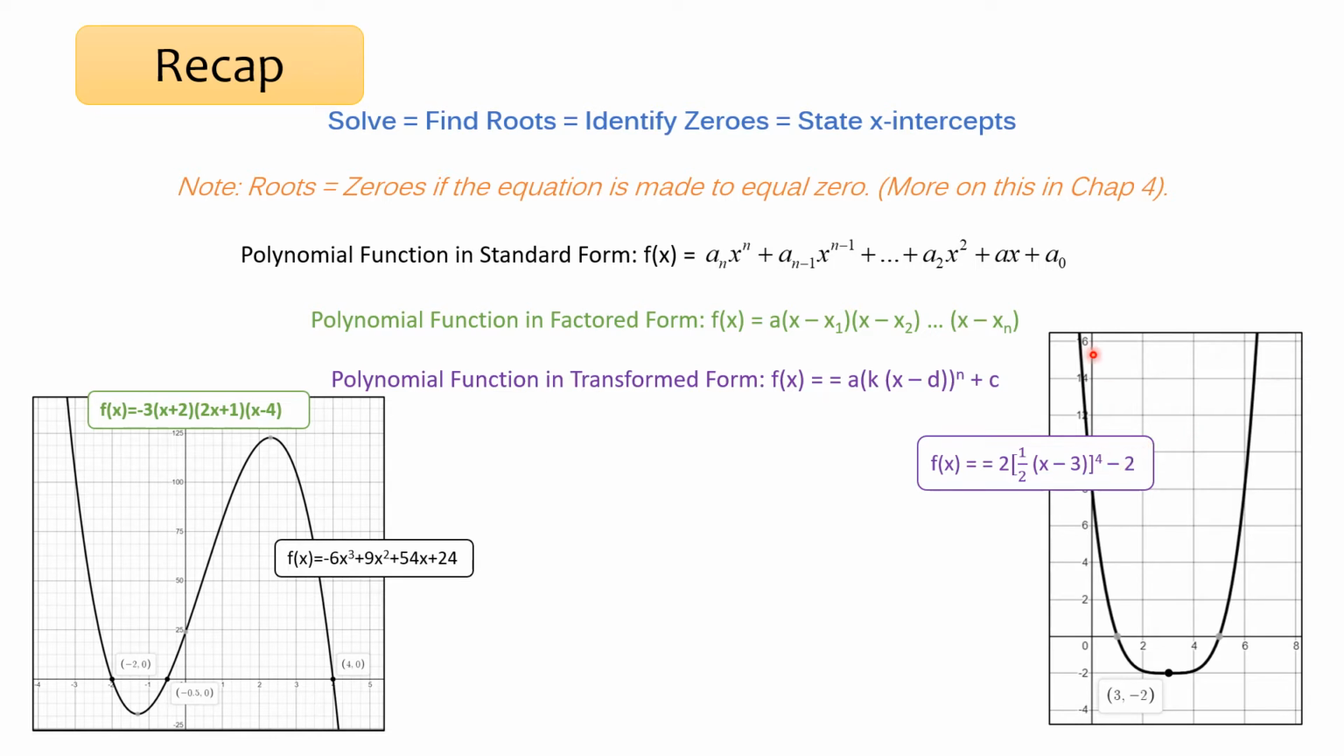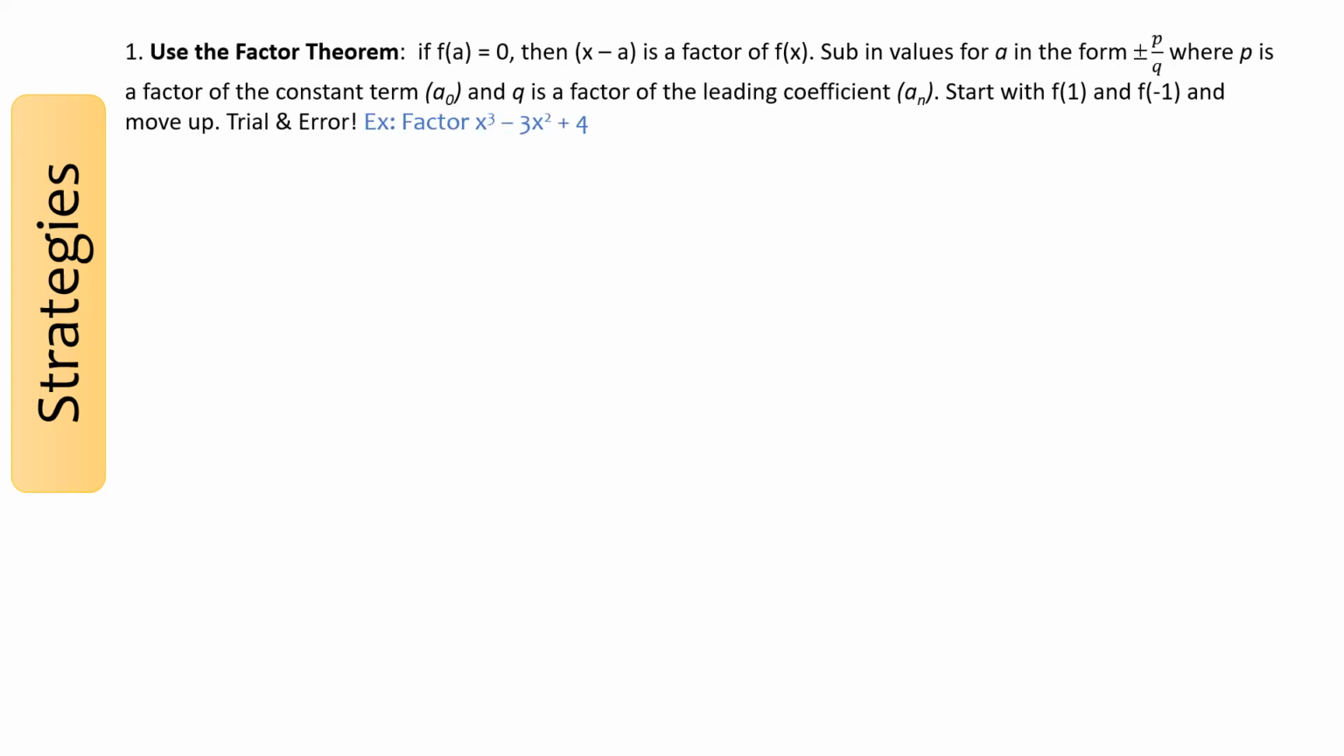It's a power of 4. It's like a parabola, but it's more flattened out, but it's got a vertex that we get from these two, and it's got the a value and the k value that are very easy to read. So that's using transformations. So here are some strategies for finding where those graphs cross the x-axis.